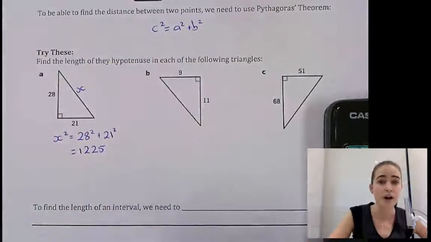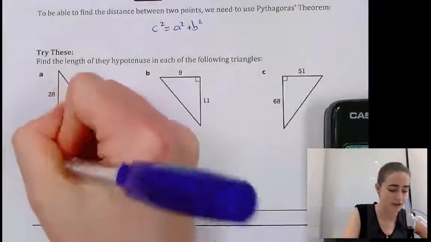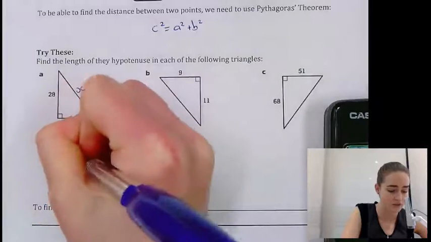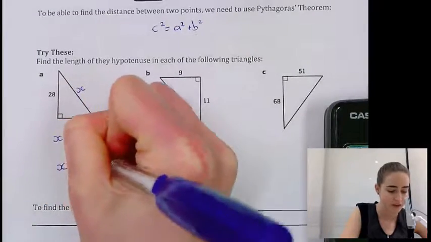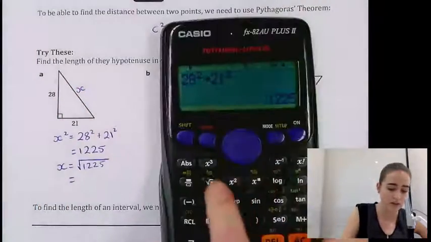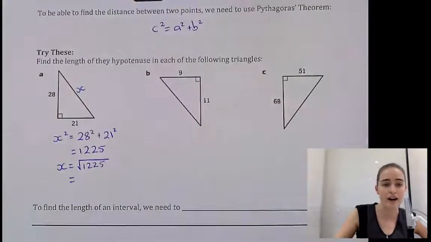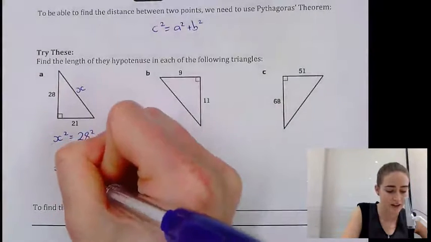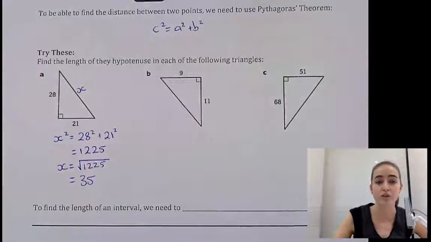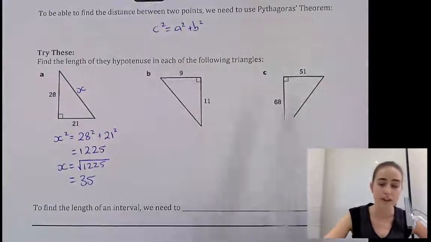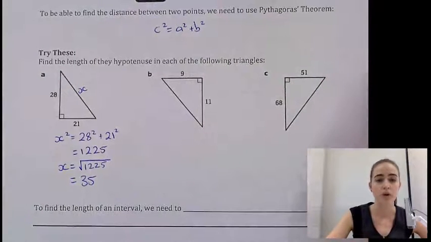But that's x squared, and we just want x. So we're going to take the square root of both sides. And we'll end up with, so if we go square root of that answer that we just had, we'll end up with 35. So that means that that hypotenuse is 35 units long. All right, I'm going to let you do the other two on your own.